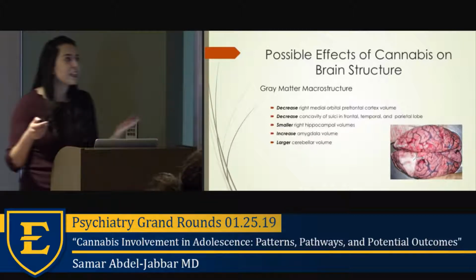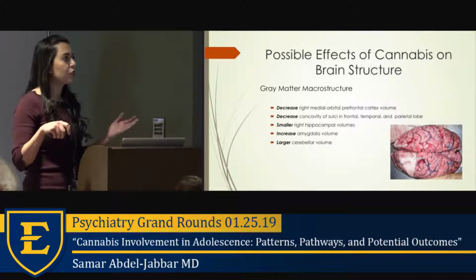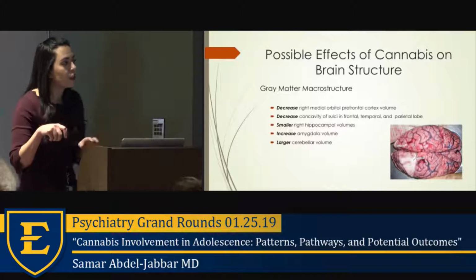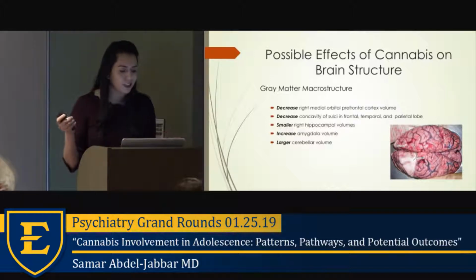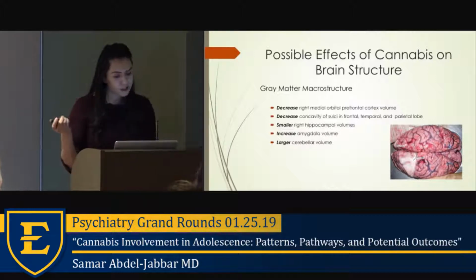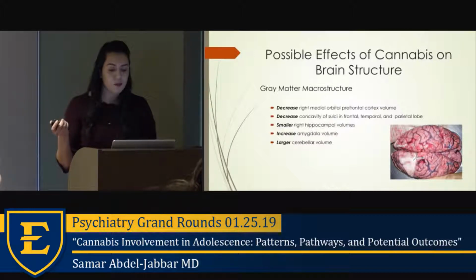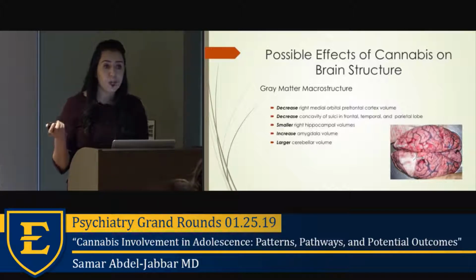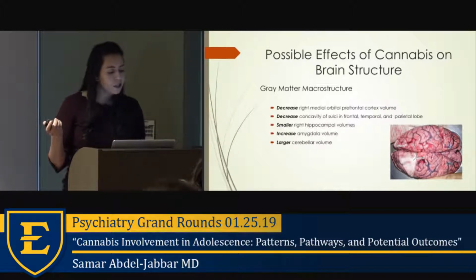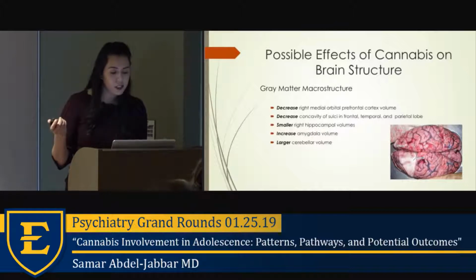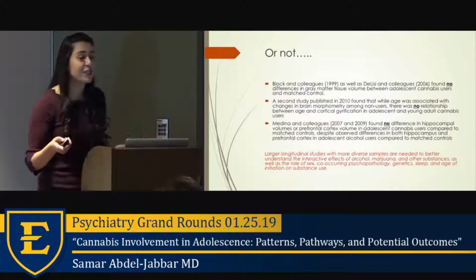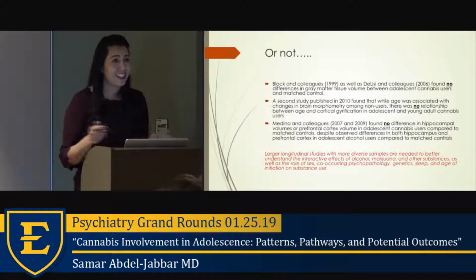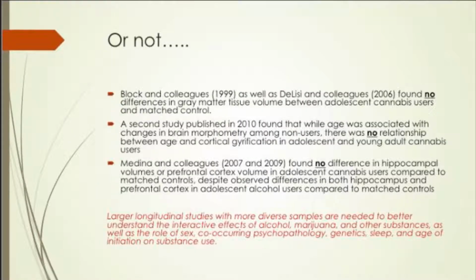So these are possible effects that cannabis can have on the brain structure in the gray matter. They can decrease the right medial orbital prefrontal cortex, might decrease the concavity of the sulci of the frontal, temporal, and parietal lobe, smaller right hippocampus volume, increased amygdala volume, or larger cerebellar volume. However, a lot of studies did not support this. They had issues reproducing the same results. So there is that.